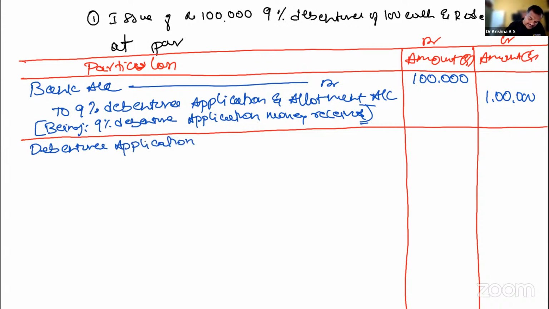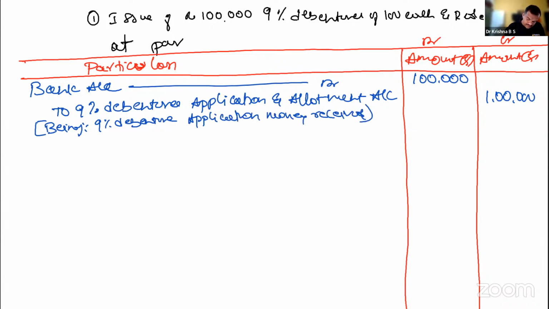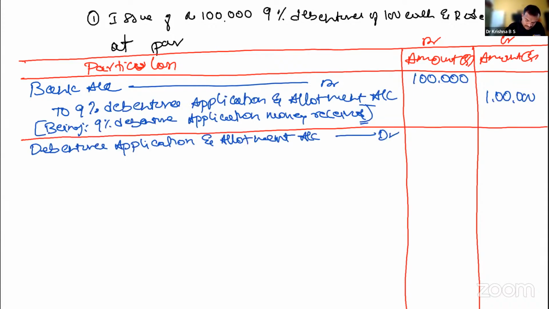The same entry will repeat. Application and allotment account debited to 9% debentures account. Here also you should add 9%. Okay? Here, how to write the amount I'll teach you.